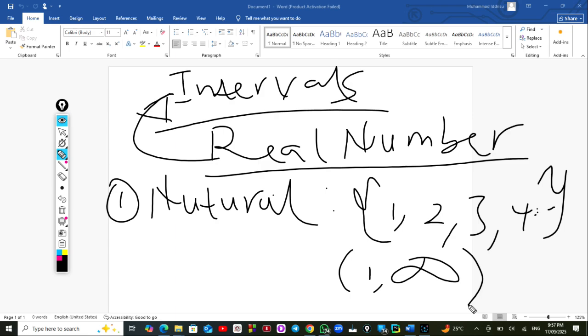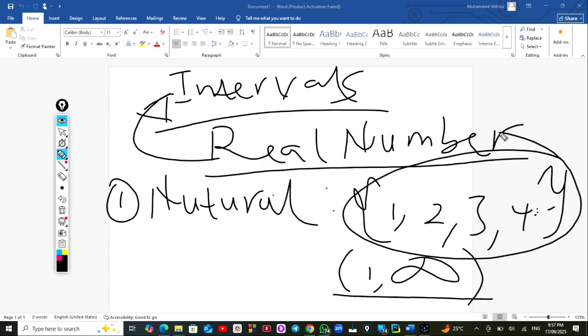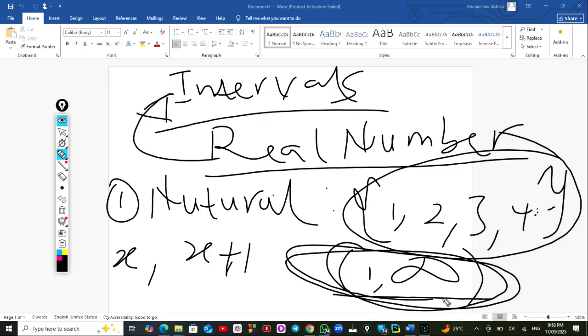If we represent this as this, there's a problem, because we know natural numbers: if I have x as my natural number, then my next natural number should be x plus 1. That rule is not applicable here, because if I represent it as 1 comma infinity with an open interval, it means 1 is not even part of the set.